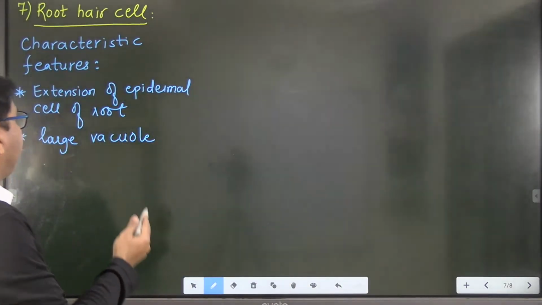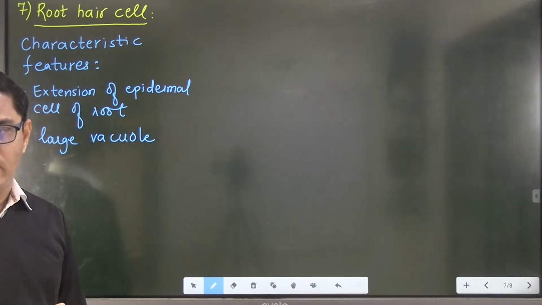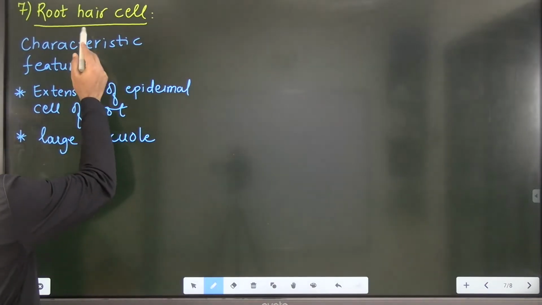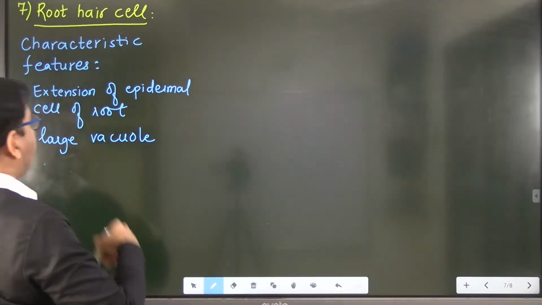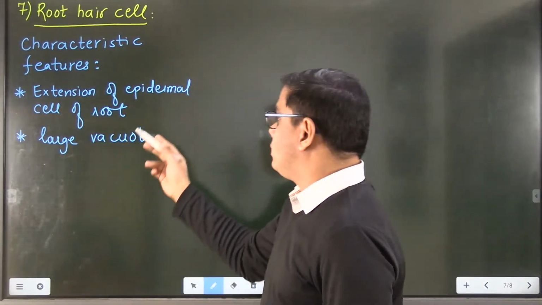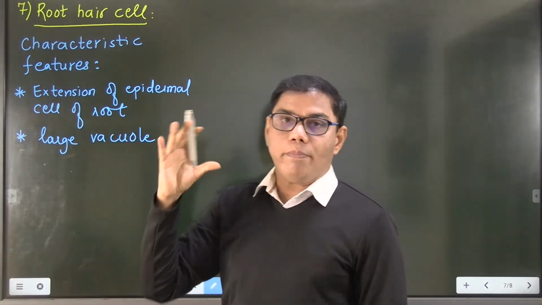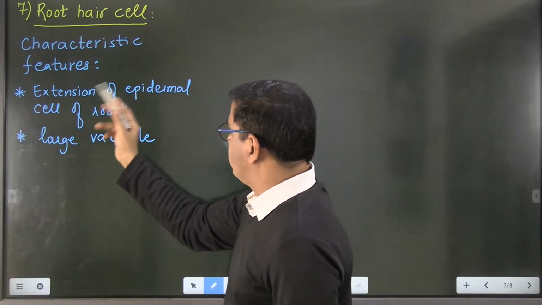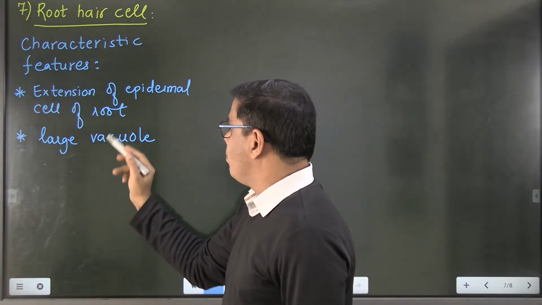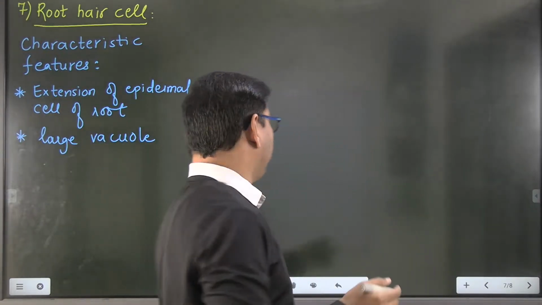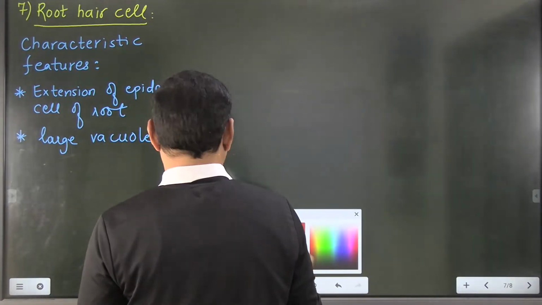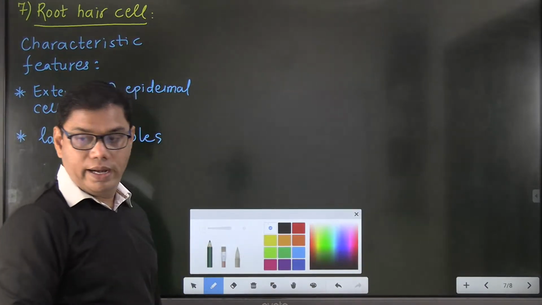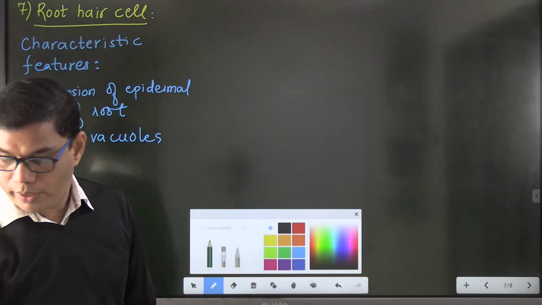Root hair. Okay, characteristics, features. I think you also had this diagram in your 8th standard. You are already drawing this. So the characteristic feature is that it is an extension of the epidermal cell of the root. The epidermal cell is the external, outermost cell. It is an extension of the epidermal cell of the root, and it has a large vacuole. Okay, let us draw this. Maybe you will get this diagram in your examination. Very important.